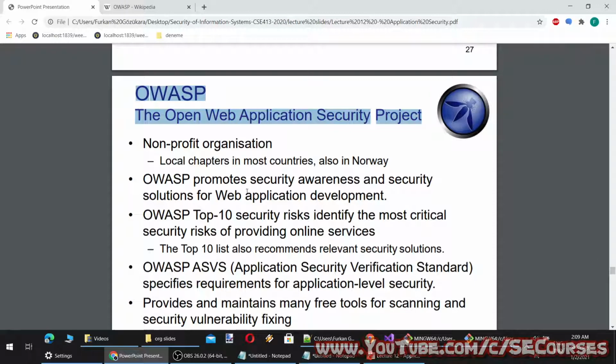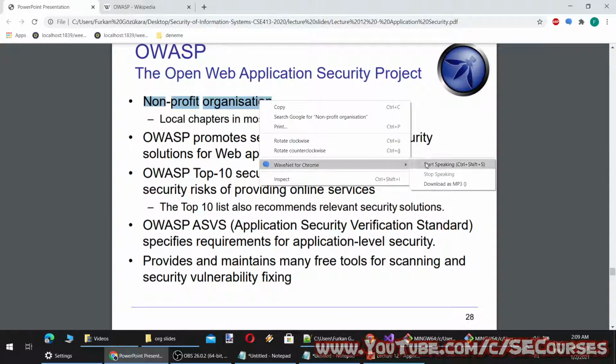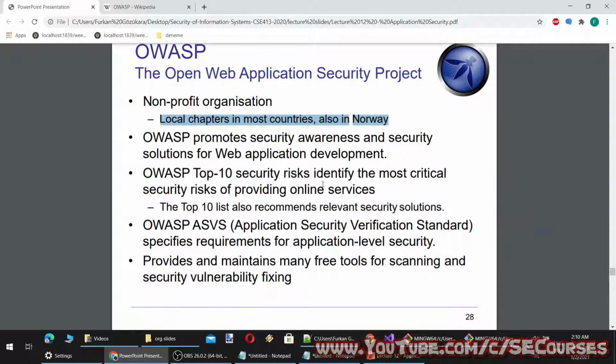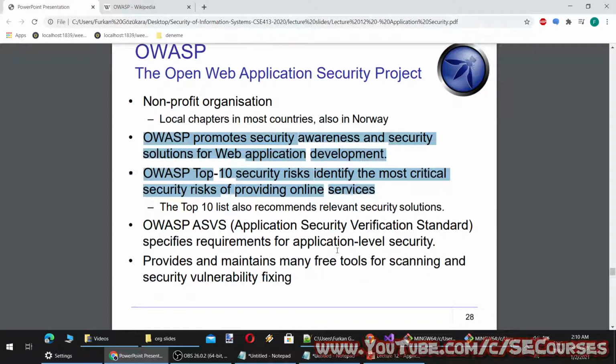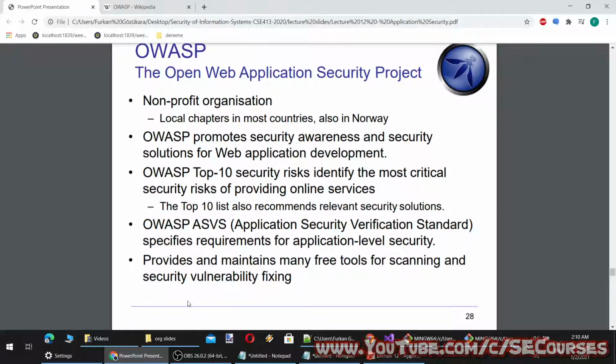OWASP, the Open Web Application Security Project. Non-profit organization. Local chapters in most countries, also in Norway. OWASP promotes security awareness and security solutions for web application development. OWASP Top 10 Security Risks identify the most critical security risks of providing online services. The top 10 list also recommends relevant security solutions. OWASP ASVS, Application Security Verification Standard, specifies requirements for application-level security. It provides and maintains many free tools for scanning and security vulnerability fixing.